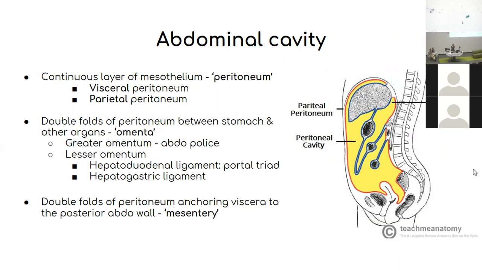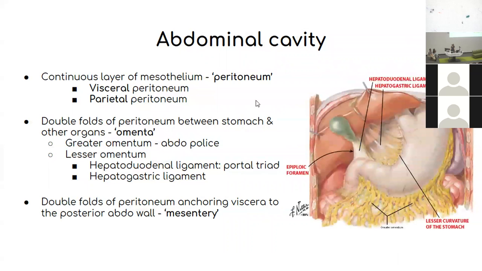So the lesser omentum is formed by two ligaments. Yeah, so we have the hepatoduodenal ligament and we have the hepatogastric ligament. And the importance of this is that we have the portal triad, which is the hepatic artery, portal vein and bile duct passing from here into the gastrointestinal tract. And that runs in the hepatoduodenal ligament.